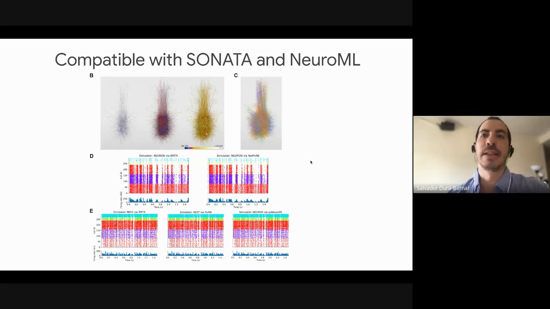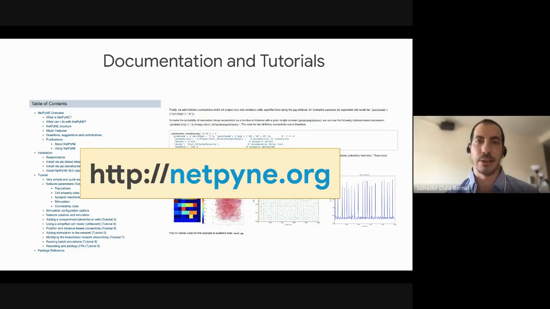This is an example of the same network model read from a Sonata description in NetPyNE and some other simulators, and it produced exactly the same output. NetPyNE has a lot of documentation and tutorials. You can go to the website, netpyne.org, and see more about it.